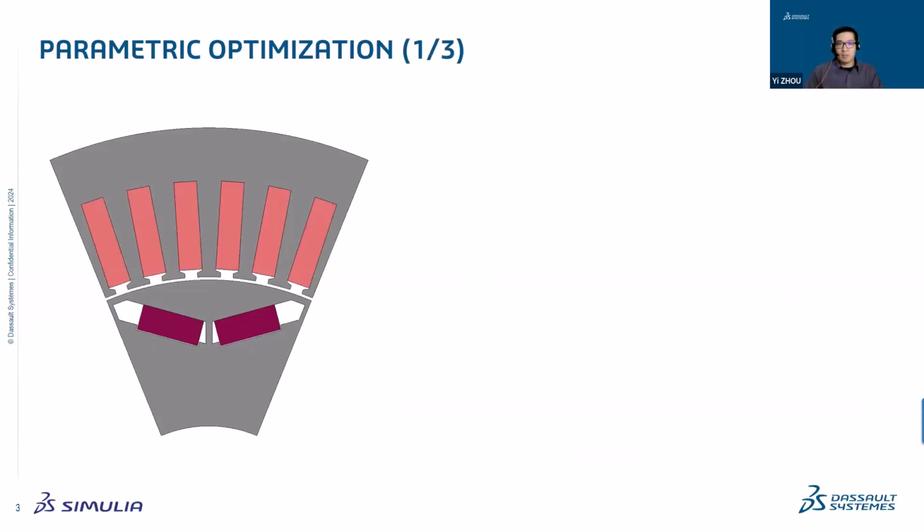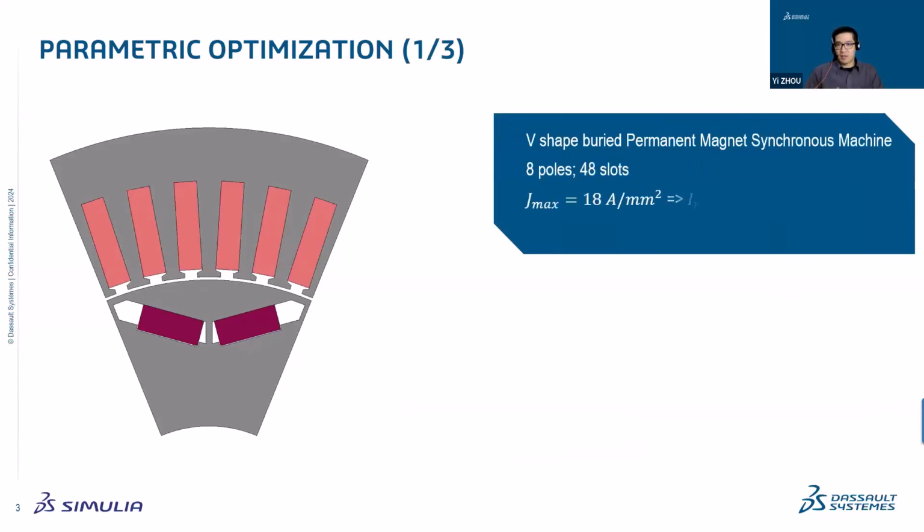So if at the beginning we want to maximize the torque, the normal parametric optimization will be sufficient for this workflow. I take this machine as an example. This is a V-shape buried permanent magnet synchronous machine. It has 8 poles and 48 slots. If we assume that the maximum current density is 18 amperes per square millimeter, the maximum current will be around 670 amperes. The operating point would be 2/3 of the maximum, around 446 amperes.